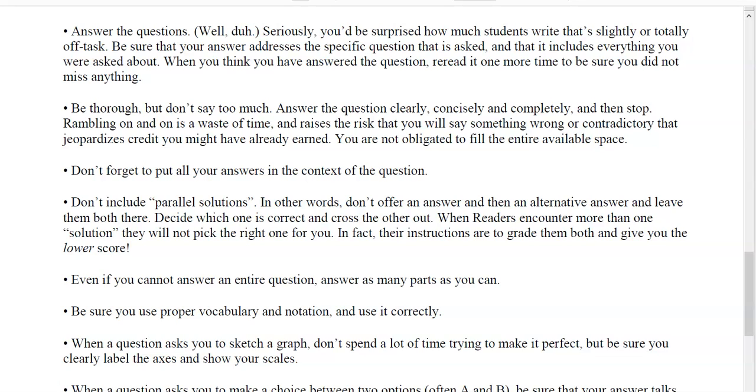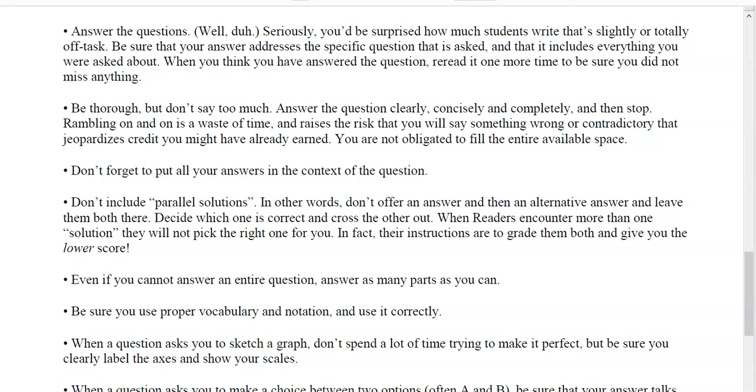Also, do not write what are called parallel solutions, like if I did it this way, here would be the answer. If I did it this way, here would be the answer. So I'll just write them both down, and hopefully I'll get one right. Well, the graders, they're called readers, are instructed to grade both solutions and give you the lower of the two scores. So if you're not sure which one is which, at least cross one of them out, and you'd have a 50-50 chance of getting the better score anyway.